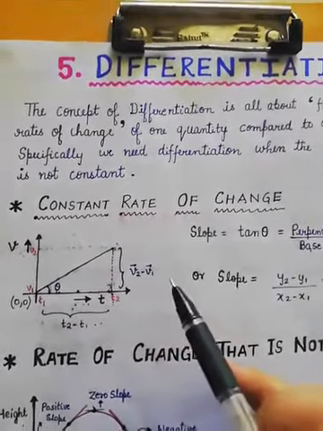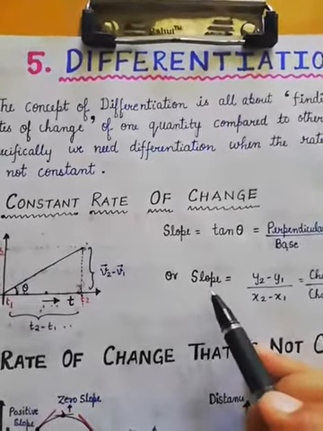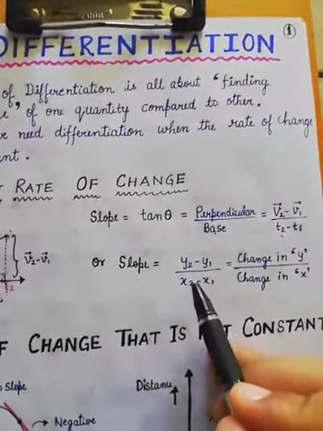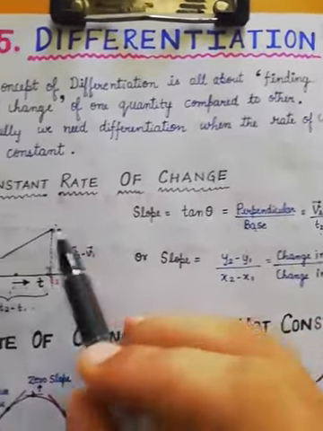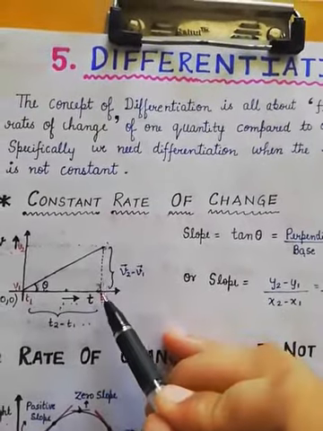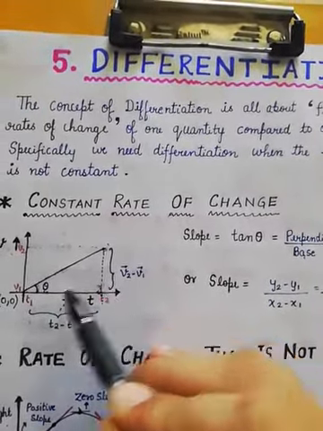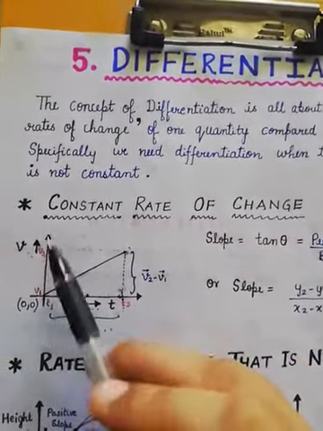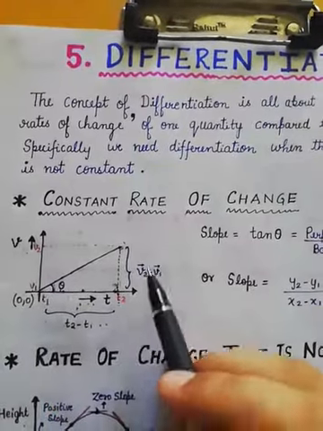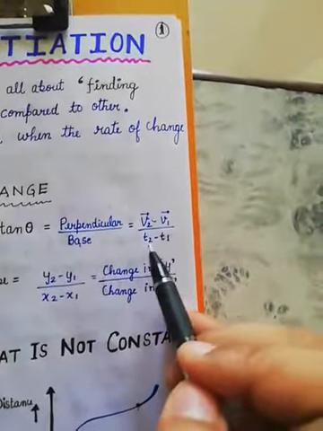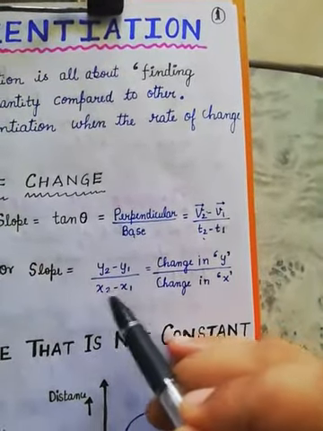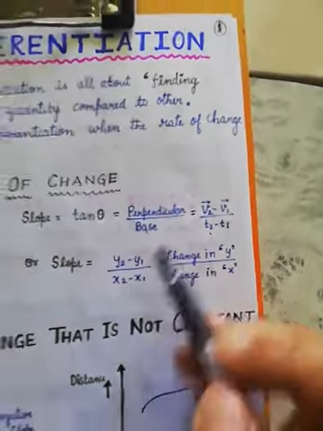Or more specifically, the slope of any graph is what? y2 minus y1 upon x2 minus x1, that is the change in y divided by the change in x. Here we have taken velocity on the y-axis and time on the x-axis. That's why we get the change in velocity with change in time. But in general, slope is what? The change in y with change in x.